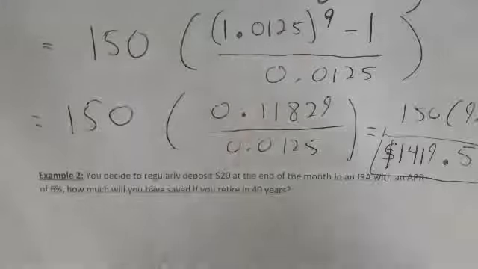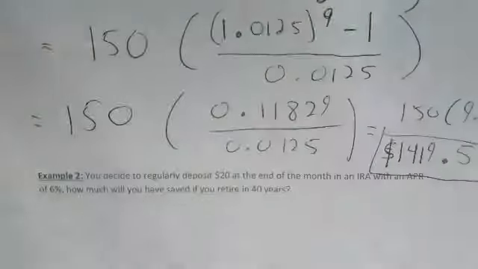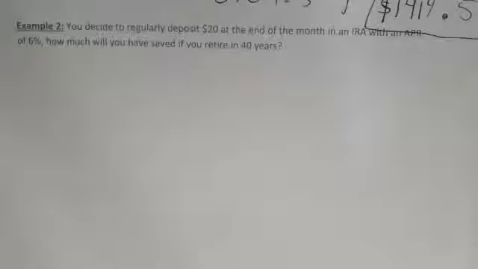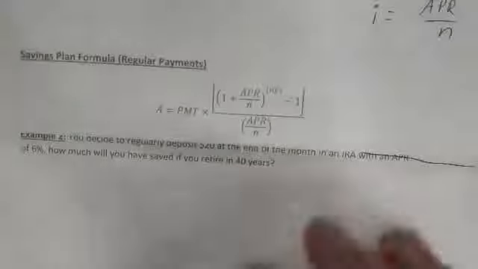Okay, so that is the first example, even throwing some fractions in there. So you decide to regularly deposit $20 at the end of the month in an IRA with an APR of 6%. How much will we have saved in 40 years? So now we have a smaller percentage rate, but we have a lot more years. We're doing this for 40 years versus 9 months. So let's see how much we will get off of this thing.